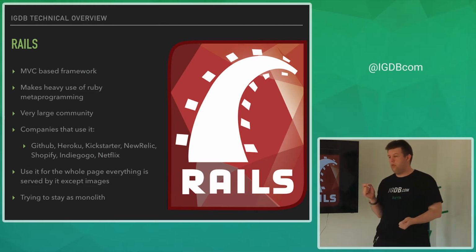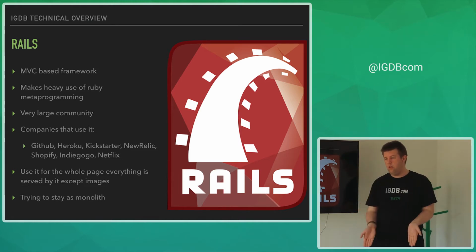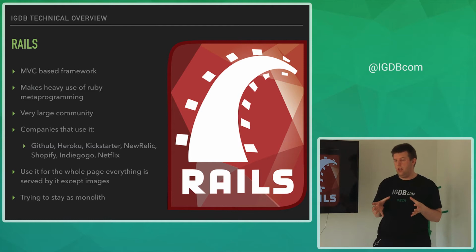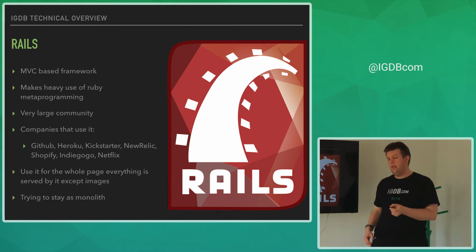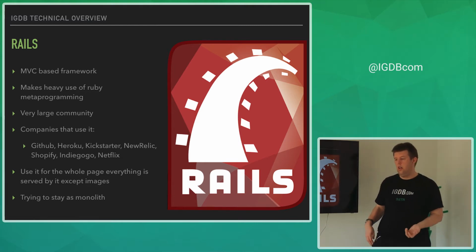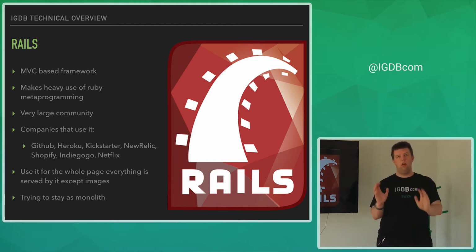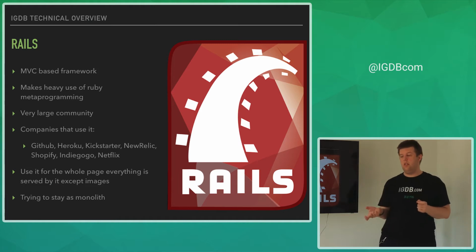And now we continue on to Rails. This is the Rails framework. It makes heavy use of Ruby metaprogramming, has a very large community, and a lot of large companies like GitHub, Heroku, Kickstarter, New Relic, Shopify, Indiegogo, and Netflix use it. And it's used for the whole page. Everything is served from Rails except for the images.